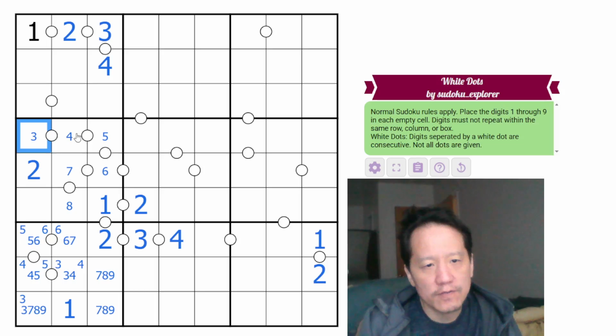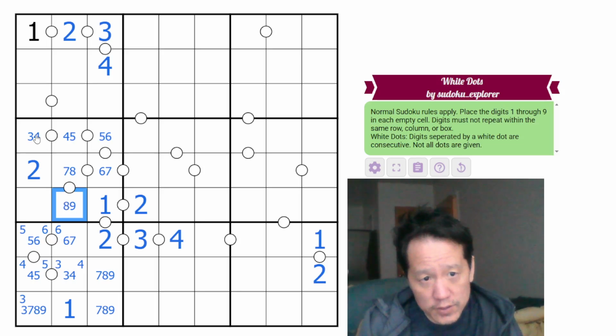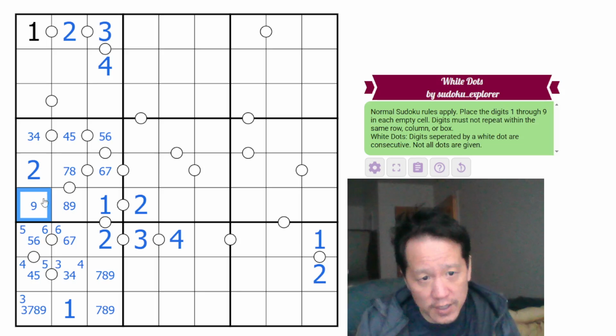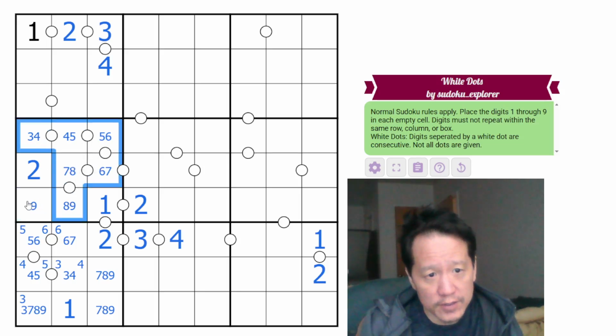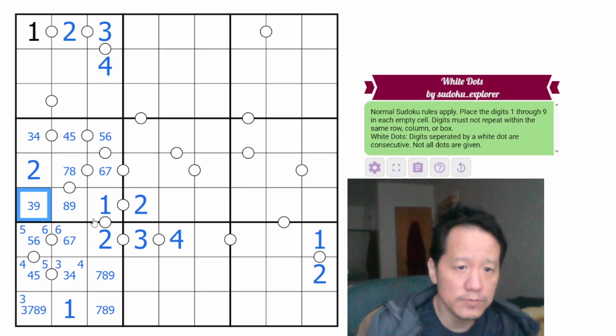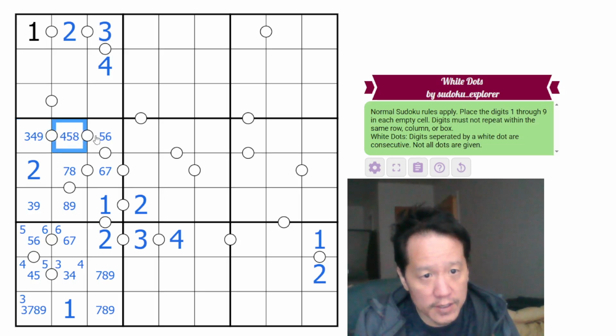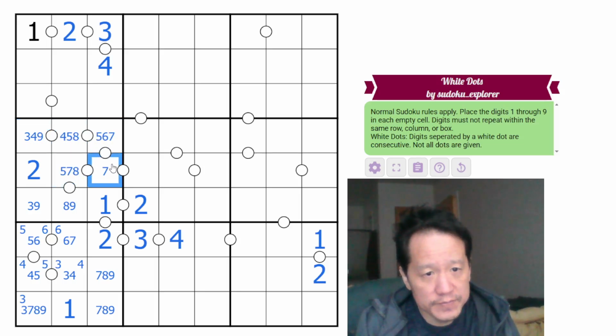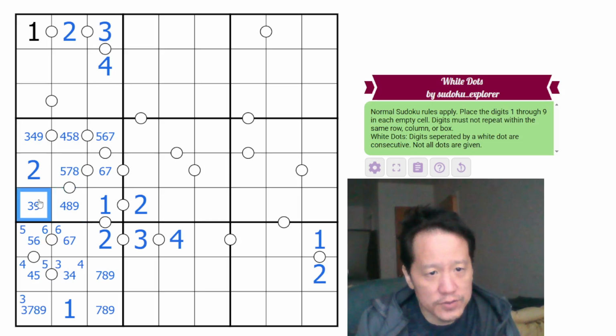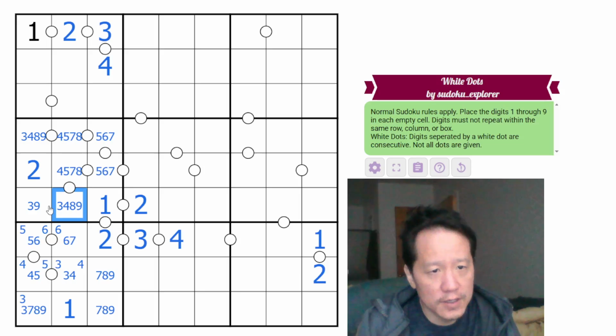So if this could be 3, 4, 5, 6, 7, 8. It could be 4, 5, 6, 7, 8, 9. So if it's 3 through 8, this would be 9. If it's 4 through 9, this would be 3. Or it could be starting from 9: 9, 8, 7, 6, 5, 4, and this would be 3. Or it could be 8, 7, 6, 5, 4, 3, and this would be 9.